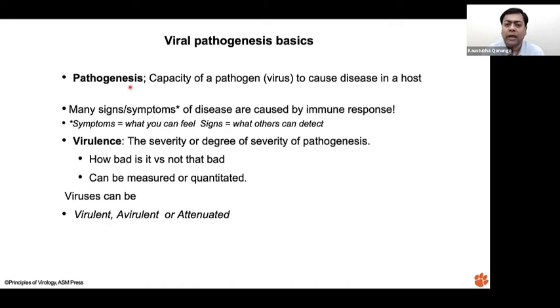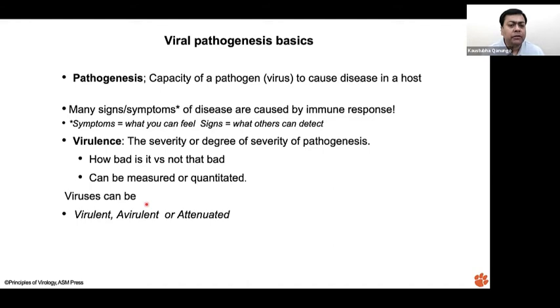If you have a rash or anything reddening, those are signs that can be seen, but not symptoms. On the other hand, the next definition that you may have already seen in your microbiology class is virulence. The virulence is the severity or degree of the pathogenesis. So pathogenesis is the capacity of a pathogen, here in the virology course, a virus, but it could be any pathogen, to cause a disease. And how bad the disease is, is the virulence. And this can be measured and quantitated as well.